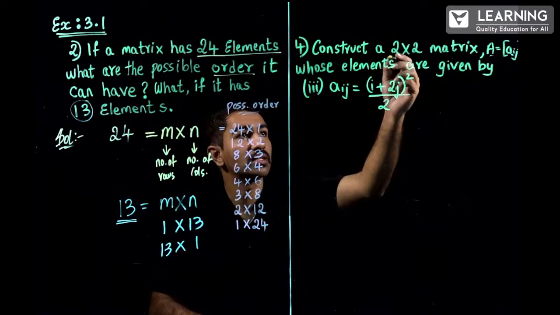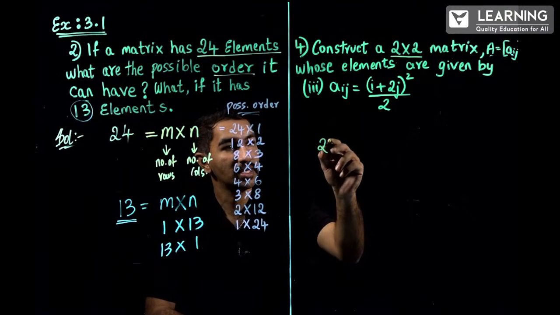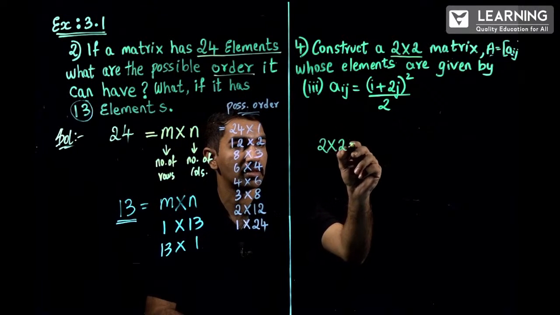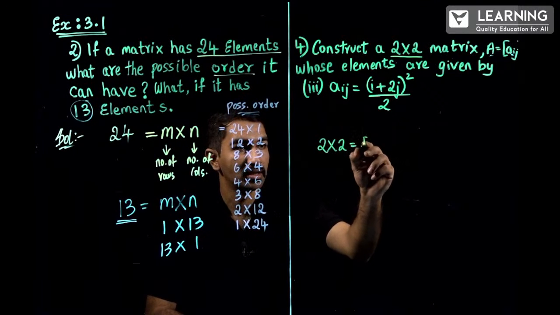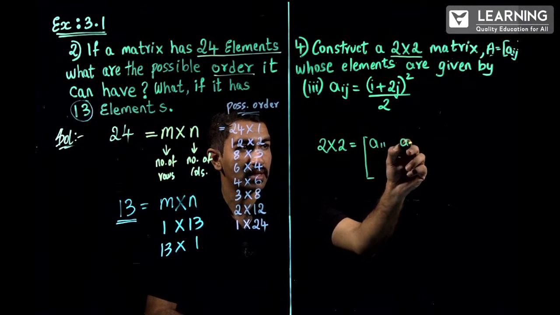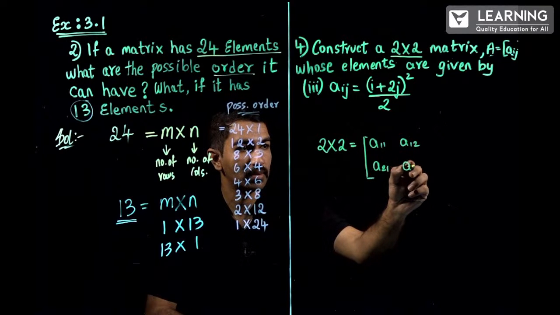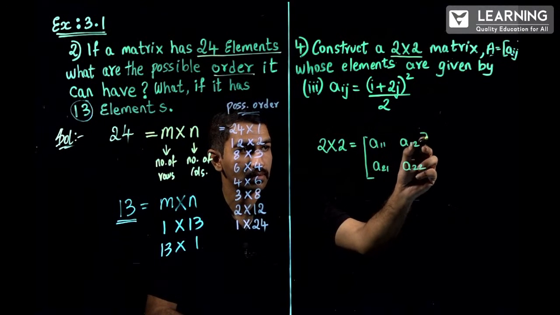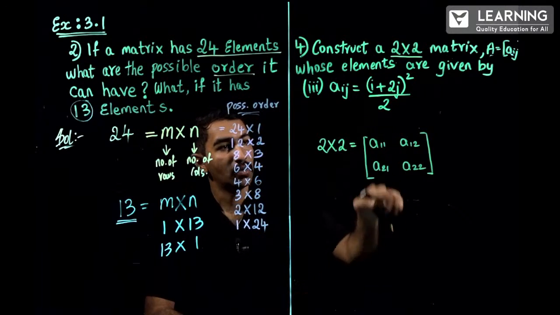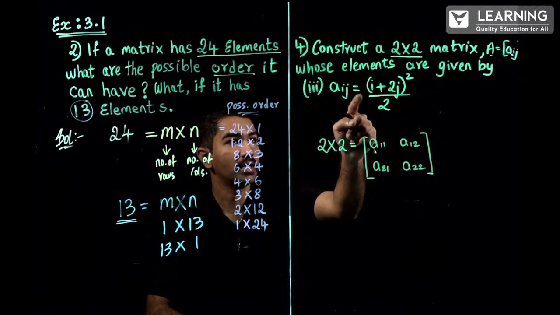See here, students, we have to construct a 2 cross 2 matrix. A 2 cross 2 matrix consists of how many elements? 4 elements, because 2 twos are 4, right? So let us write. The first element is A11, the second element is A12, the third element is A21, and the fourth element is A22. How are the elements of a matrix, students? The elements of the matrix are like this, Aij.